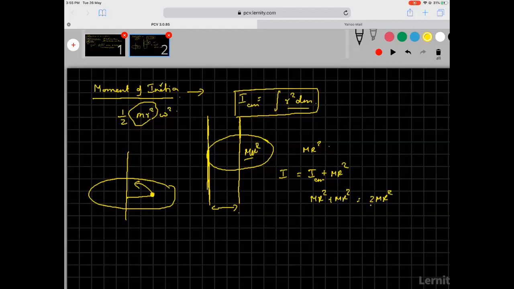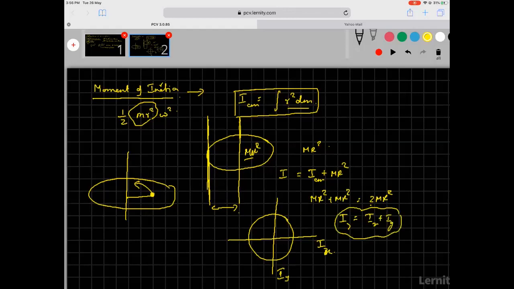Then for the ring itself, if this is the ring, then I can talk of an axis here. I'll call this IY. I can talk of an axis here. I'll call this IZ, IX. So I'll have IZ is equal to IX plus IY. So if IZ is equal to IX plus IY, IZ I know, IZ is mr squared. So mr squared will become equal to 2 times IX. So from there I can say IX is equal to mr squared by 2. This is also equal to mr squared by 2.